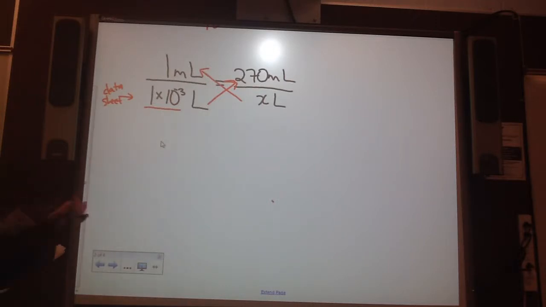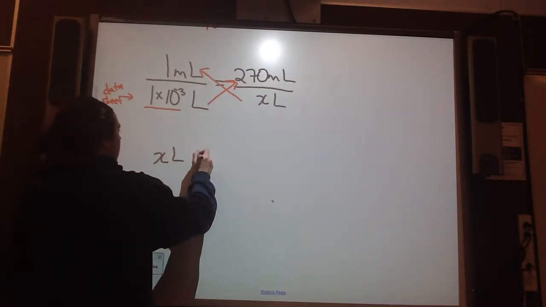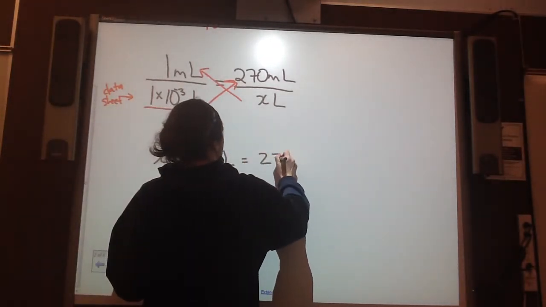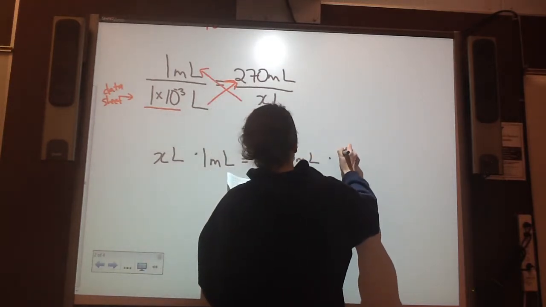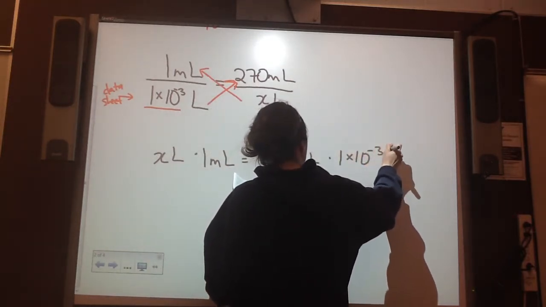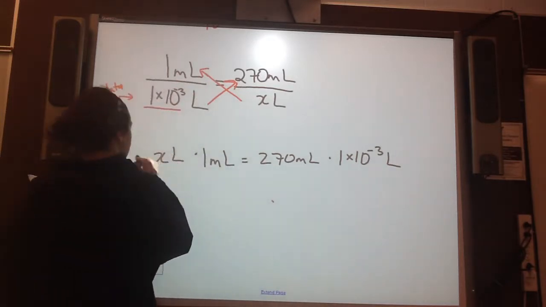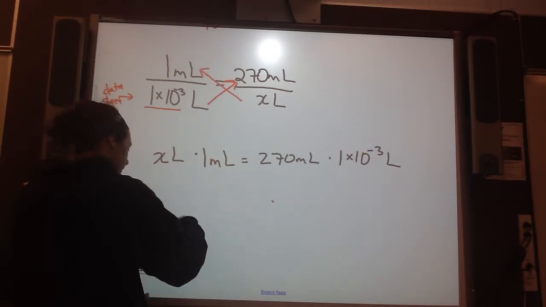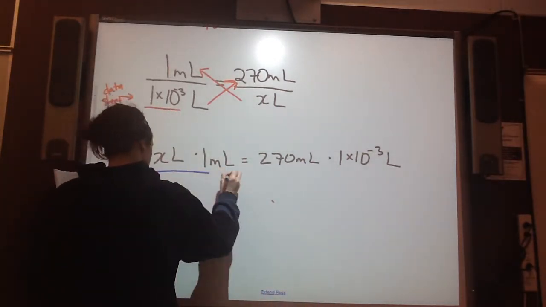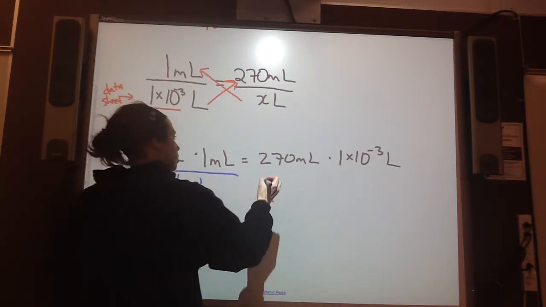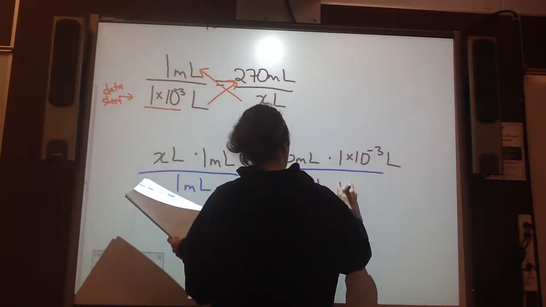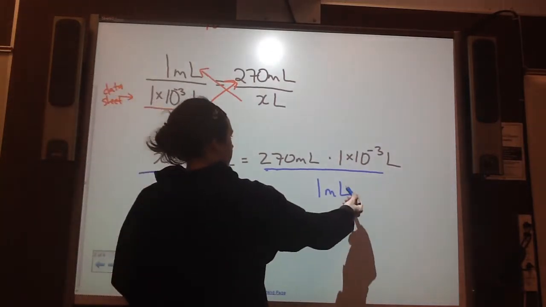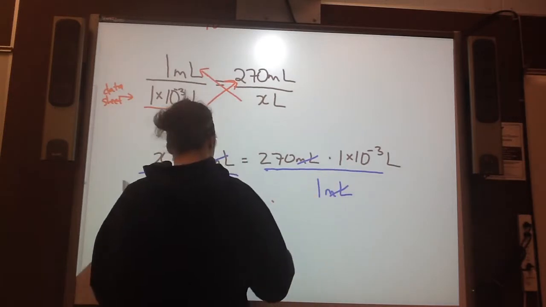So now if I was to rewrite this after a cross multiplication, X liters multiplied by 1 milliliter is equal to 270 milliliters multiplied by 1 times 10 to the -3 liters. I want to get the X all by itself, so right now it is multiplied by 1 milliliter. So to get rid of the 1 milliliter, I must divide by 1 milliliter. Whatever you do to one side of the equal sign, you have to do to the other. So my milliliters cancel out and I'm left with liters.